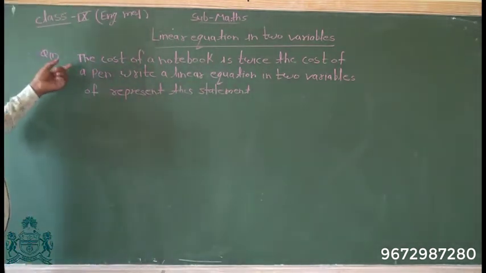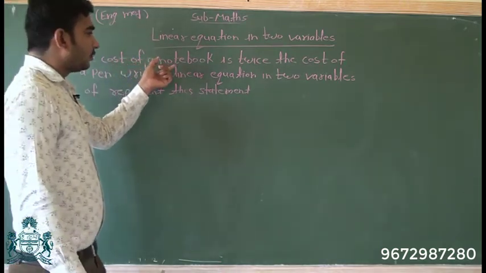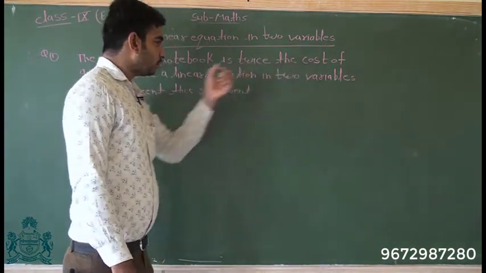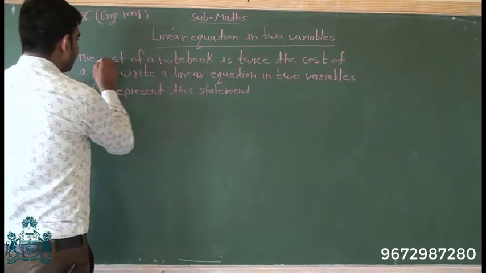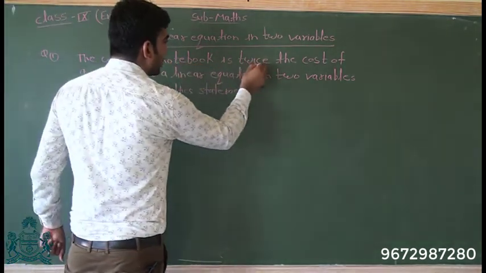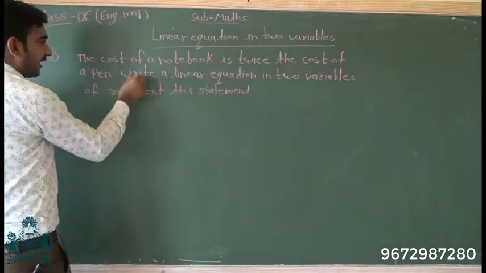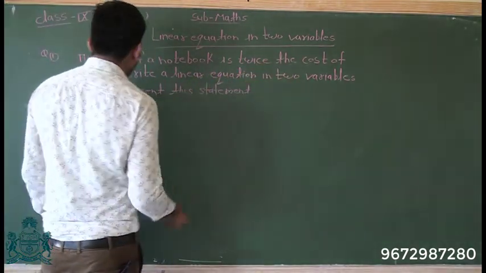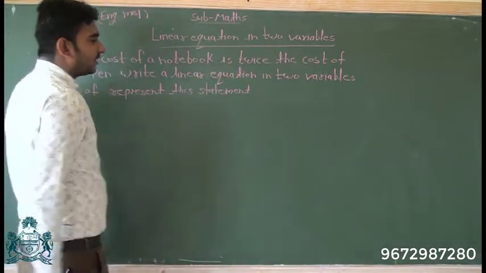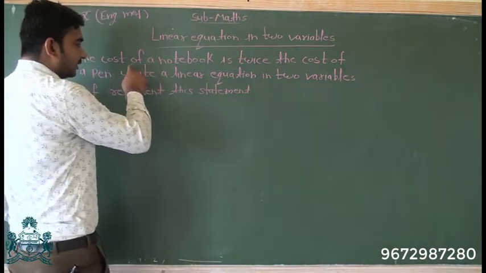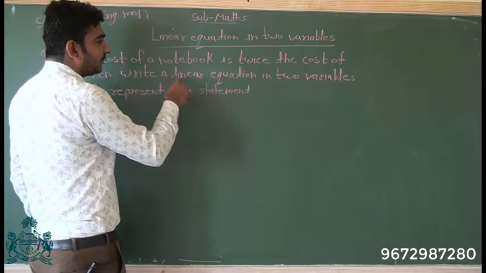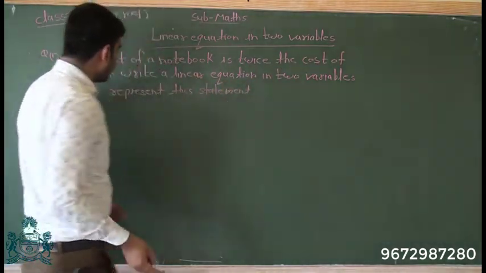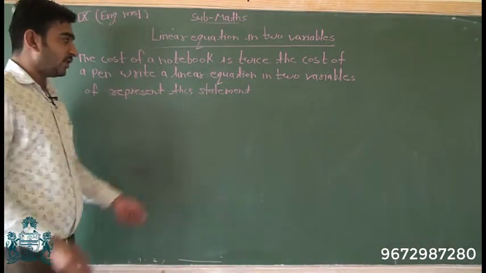Exercise 4, first question. The cost of a notebook is twice the cost of a pen. A statement is given: the cost of a notebook is twice the cost of a pen. Write a linear equation in two variables representing this statement. From the given statement, I will write a linear equation in two variables representing this statement.